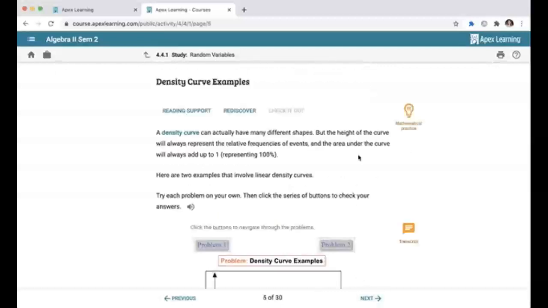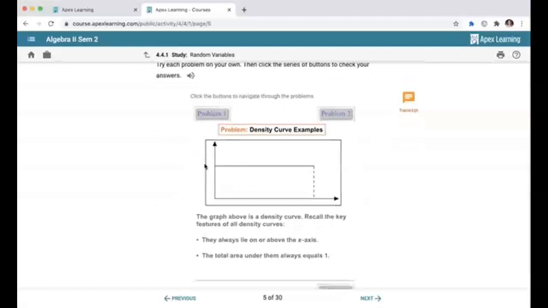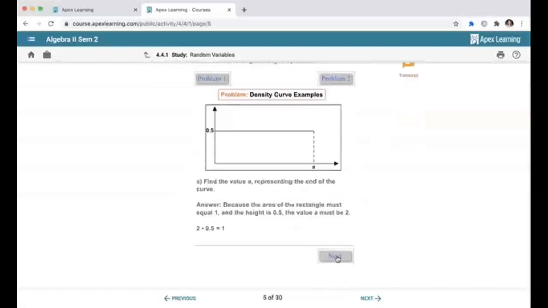All right. So looking at a couple examples here. It's not letting me, so apologies. There we go. Okay.